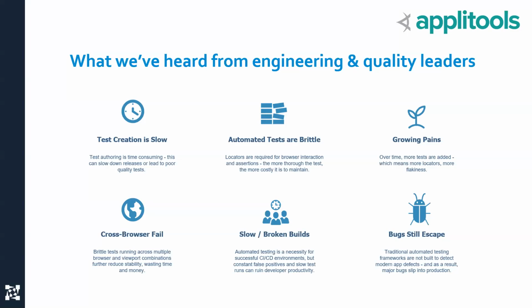And it wreaks havoc on your CI and CD environment, right? So the net result of this is slow builds, broken builds, and really aggravated developers. All the while, bugs are still escaping into production, right? And I'm certain that the automation engineers that are on the call today, that this resonates with them, because we hear it over and over and over.